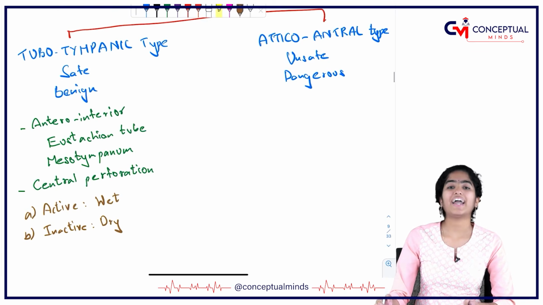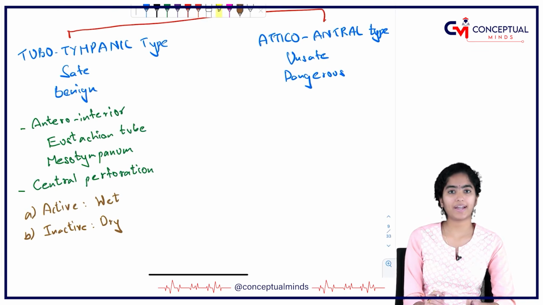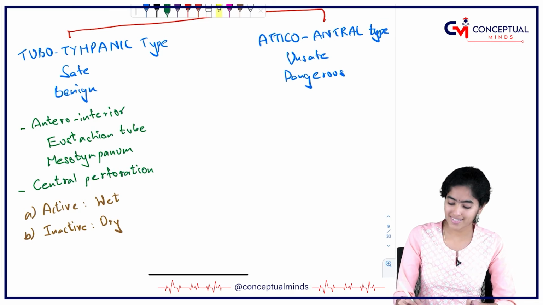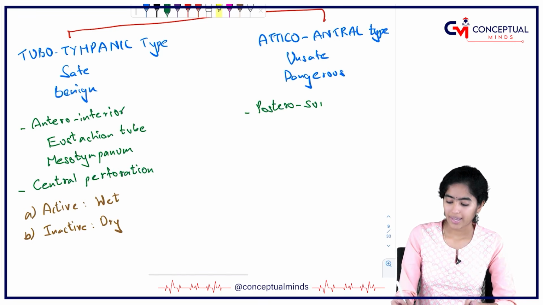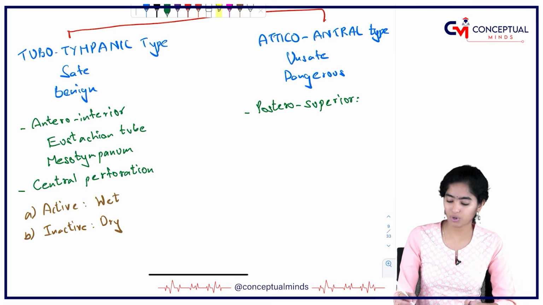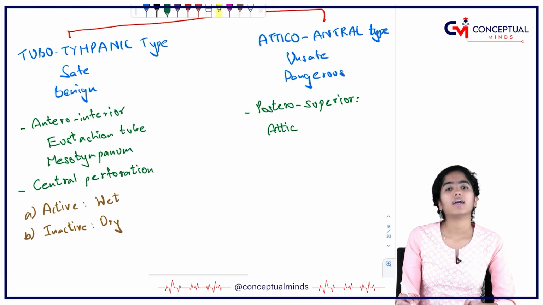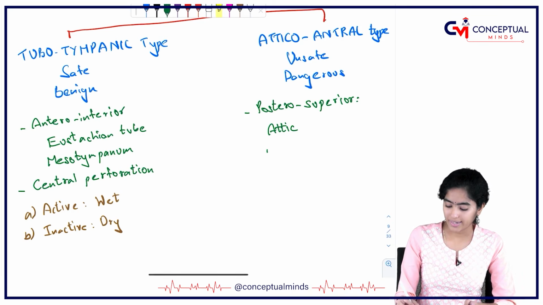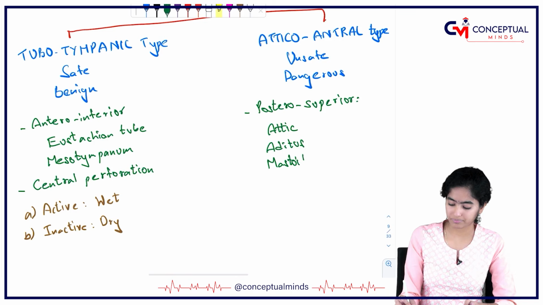Now let us look at the atticoantral type. If tubotympanic is involving the antero-inferior area, atticoantral involves the postero-superior area of middle ear. And what is present on the postero-superior area? Mastoid is present. So the structures that are involved in atticoantral type are the attic. What is attic? It is that part of middle ear that lies opposite to the pars flaccida. Aditus and mastoid antrum.